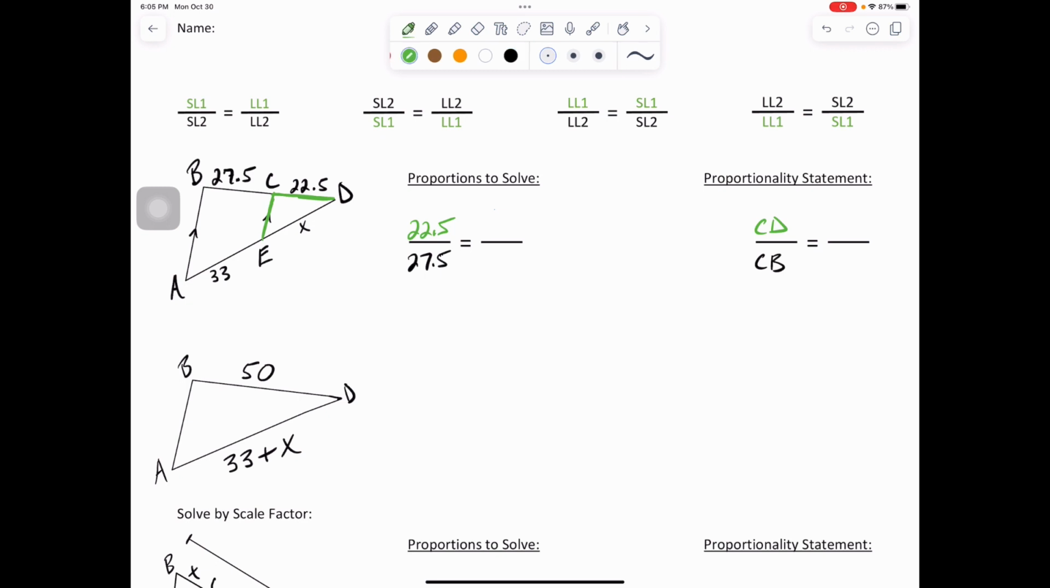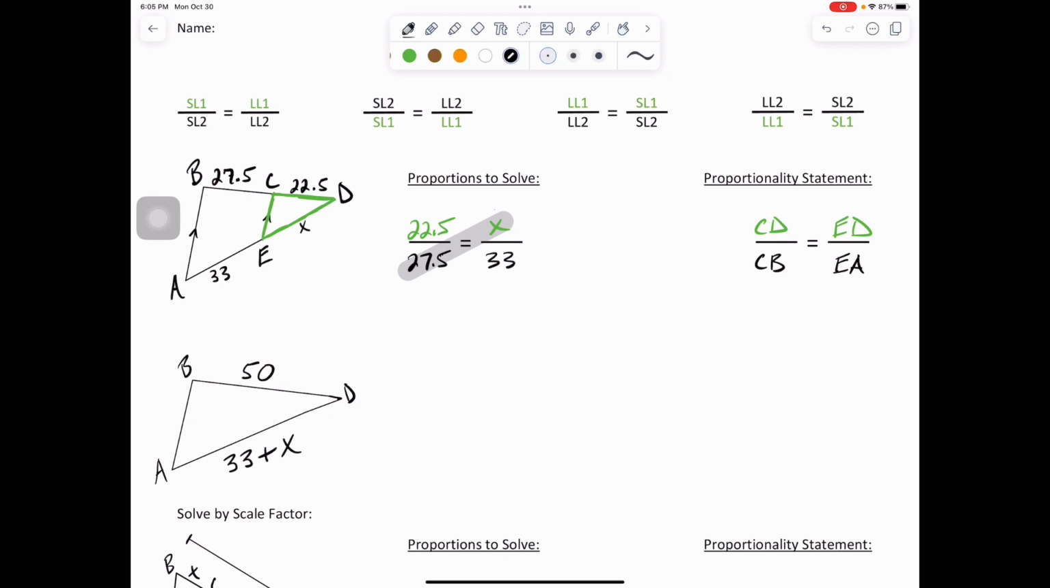Okay, but it also tells me that line ED, which is represented by an X here, corresponds with line EA. We will put that right there, and drop a 33 right below. And from here, I'm confident in exactly what you guys are doing in order to solve. Yes, we will cross multiply.